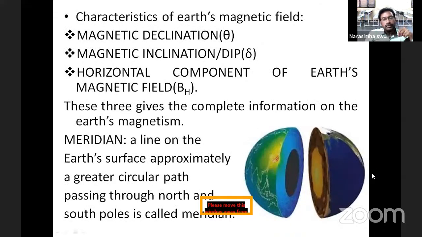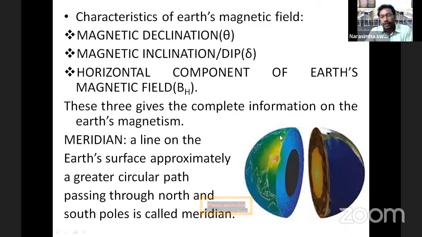And to make our discussion very strong, we need to discuss a few more concepts, that is the characteristics of Earth's magnetic field. The whole discussion is segregated into 3 important concepts: magnetic declination, magnetic inclination, and the horizontal component of Earth's magnetic field. Here, magnetic declination is indicated with theta. So these 3 give the complete information on the Earth's magnetism.